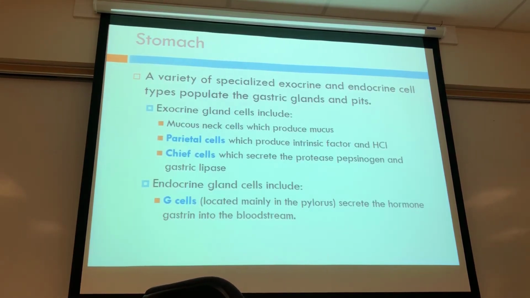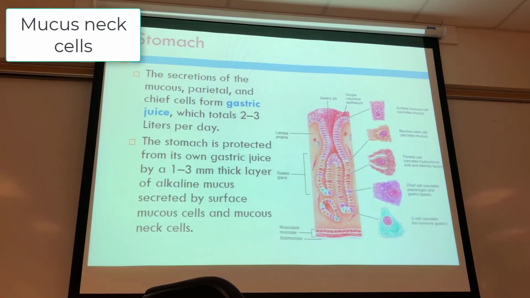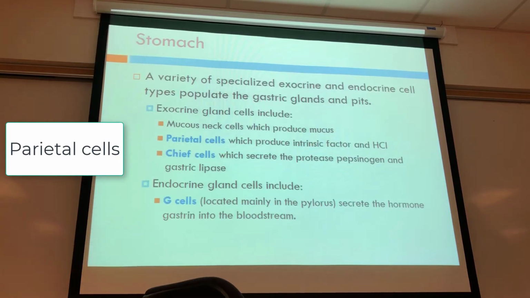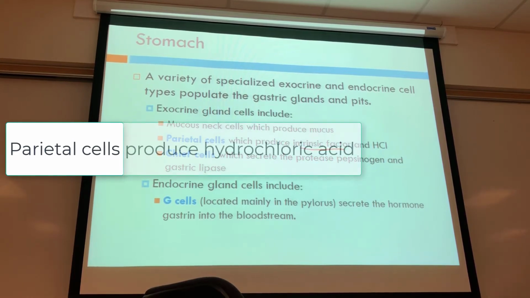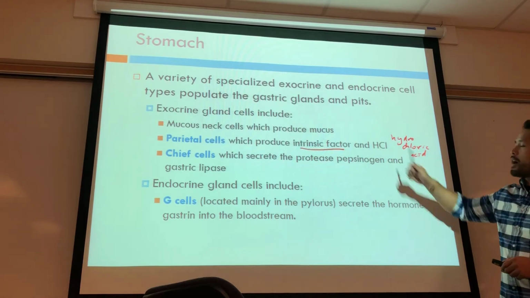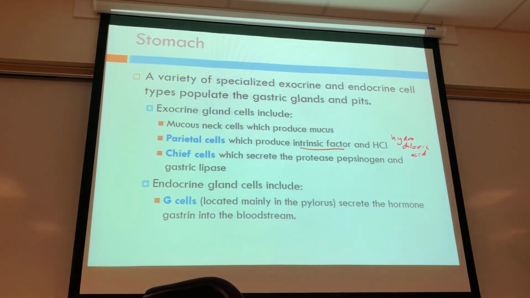The three that we'll talk about are mucous neck cells, which are more prominent towards the top of the gastric pit. You also have surface mucus cells, which are at the very top. Besides the mucous neck cells, we have our parietal cells, and then we have our chief cells. Parietal cells are the ones that produce what's called intrinsic factor, which we'll talk a little bit about later on. But the main idea behind parietal cells is that they produce hydrochloric acid, HCl. Combine those protons with chloride anions, and you get hydrochloric acid.